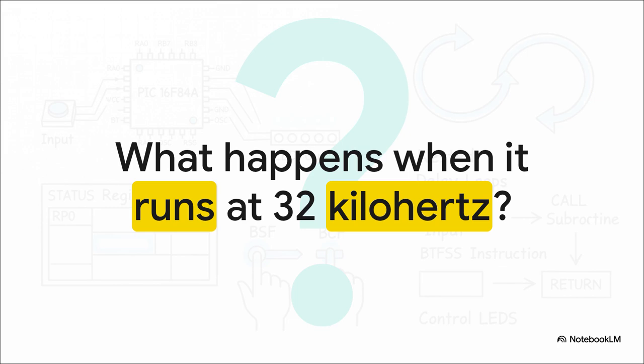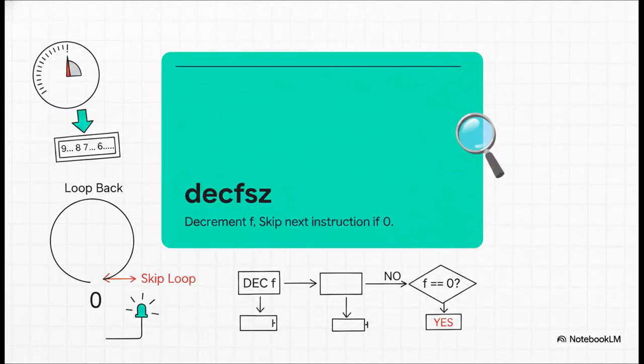Well, we could try to stall the processor by having it count down from a maximum value. But even if we stuff a counter register with its absolute maximum hex value of FF, counting that all the way down to 0 at 32 kHz only creates a microscopic delay of about 93 milliseconds. To you and me, that's still just a flicker. To fix this, we rely on a true workhorse assembly command, DECFSZ. That stands for Decrement File Register, Skip Next Instruction if 0. This brilliant little command lets us build software delay loops.